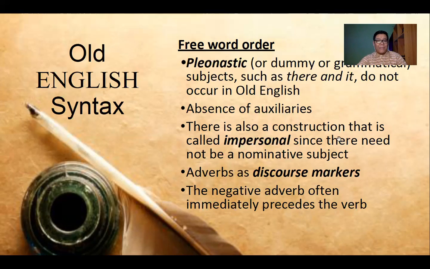Okay, there was also an absence of auxiliaries, so auxiliary verbs were not used before in Old English texts. And there was also a construction that is called impersonal, since there need not be a nominative subject. So there are times wherein nominative subjects are not present in a sentence, so usually the construction becomes impersonal. Adverbs before were used as discourse markers, and the negative adverb often immediately precedes the verb.